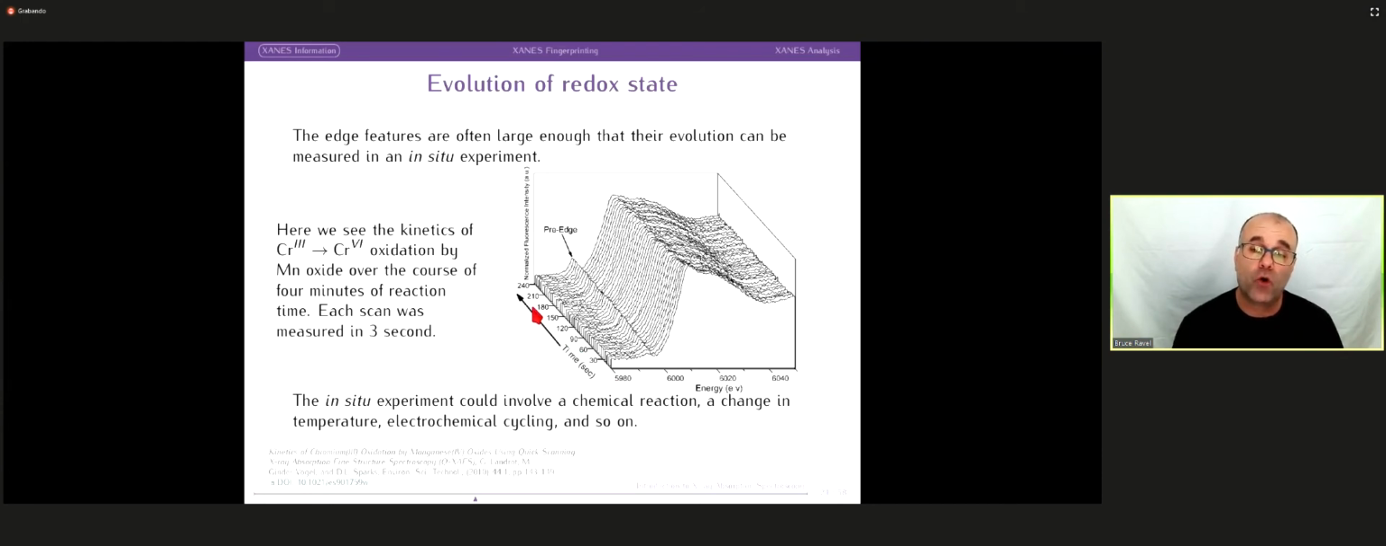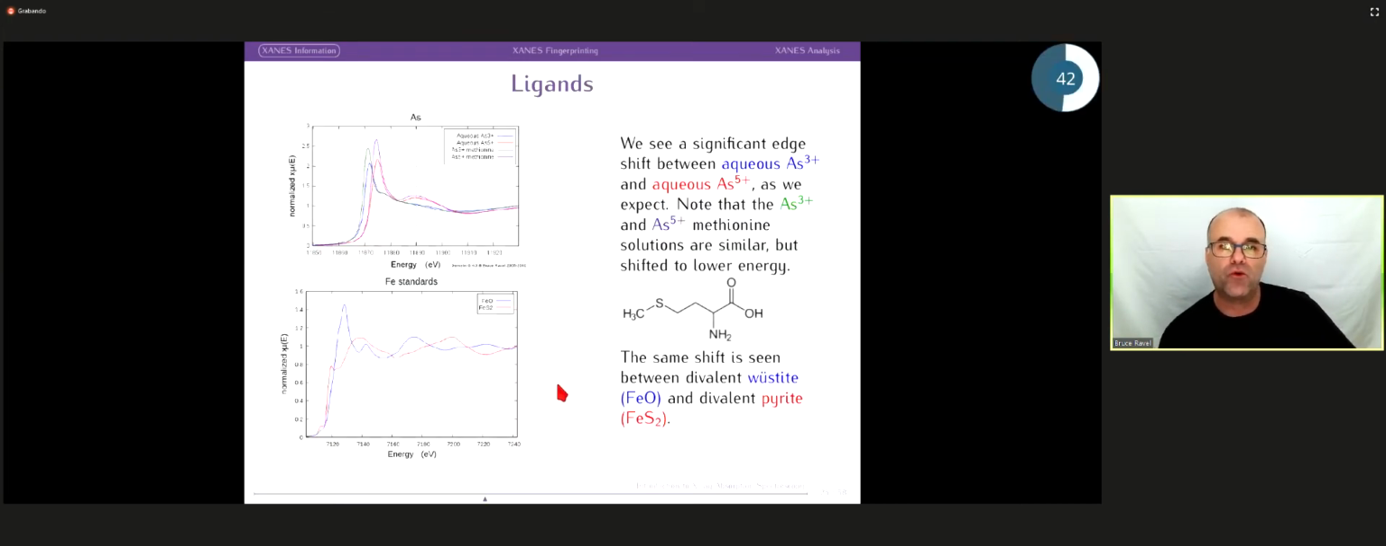And you see that over the course of a few minutes, this peak indicates that you are seeing the chromium 3, which you might recall from a few slides ago is the benign low pre-edge peak version of chromium. You see it evolving into the scary high pre-edge peak form of chromium. And so this kind of in situ chemical reaction, time-dependent experiment is a thing that we can measure with XAFS, and you can simply look at peak height as an indicator of a chemical reaction. So that's a pretty cool example.